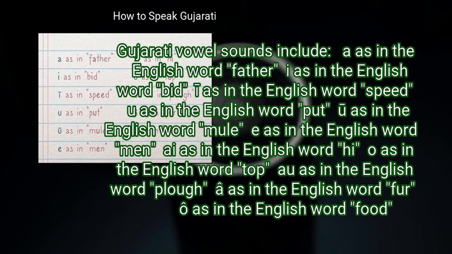I as in the English word, bid. I as in the English word, speed. U as in the English word, foot. U as in the English word, mule. A as in the English word, men. AI as in the English word, high. O as in the English word, top. O as in the English word, plow. A as in the English word, fur. O as in the English word, food.